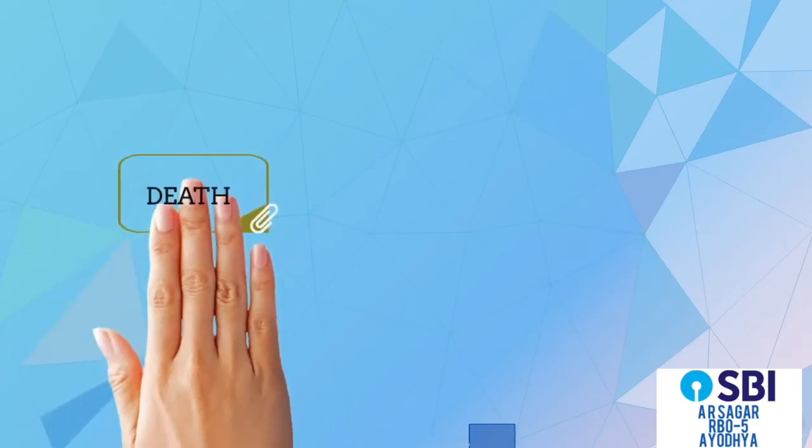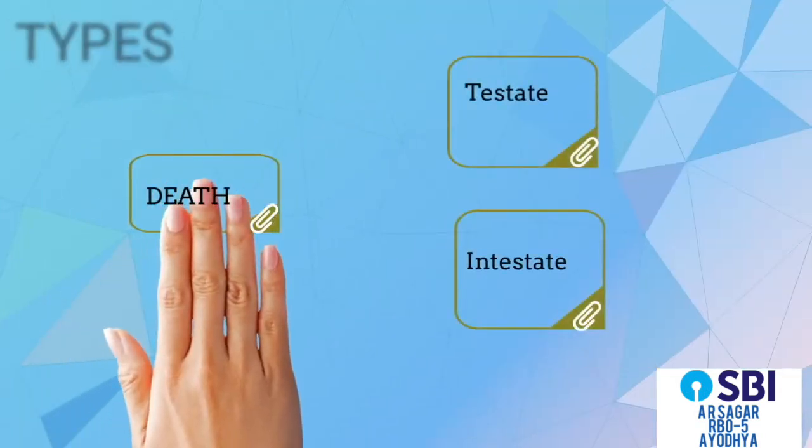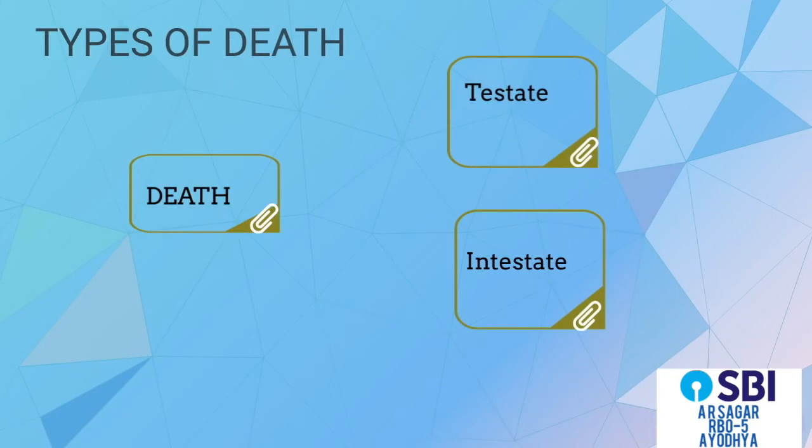Now the death can be of 2 types: natural death and legal death. What do we understand by legal death? When a person is not traceable for more than 7 years, it is called legal death. If a person died, he might have left a will, testate, or died without a will, intestate.